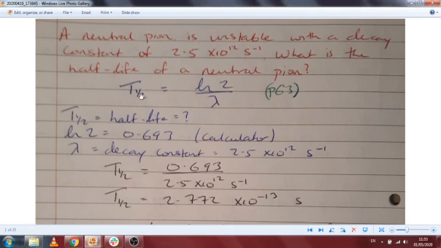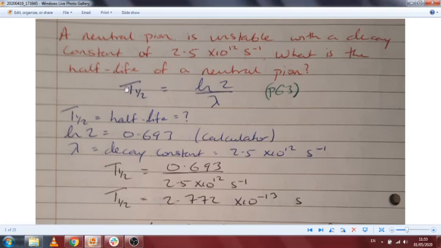So in this last part of the question, they bring in some half-life. So it tells us a neutral pion is unstable with the decay constant of 2.5 by 10 to the 12 per second. What is the half-life of a neutral pion? So we have to go to page 63 of our tables, radioactivity, and we find that T1/2 is equal to ln2 over lambda. So ln2 is a constant at 0.693. You can get that on your calculator. On my Casio, the ln button is above the 10.